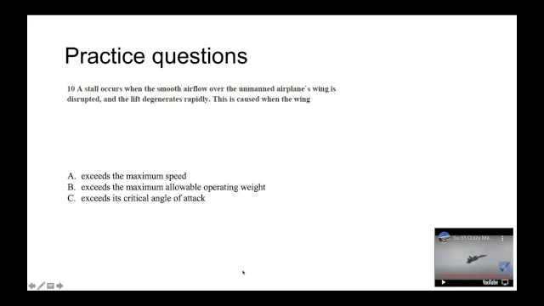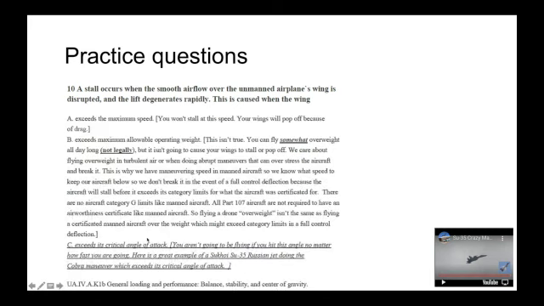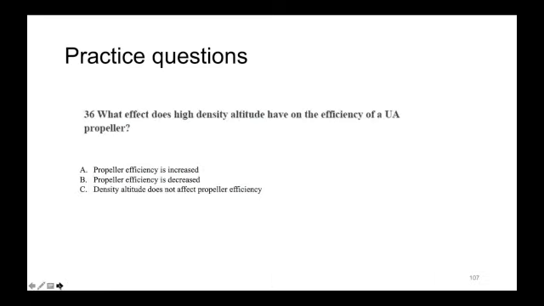By the way, for test purposes, FAA doesn't give you videos like this. C, exceeds the critical angle of attack. And remember, if you're flying a Russian Sukhoi Su-35 or a Cessna, that critical angle of attack doesn't depend on the weight, you're going to go down.